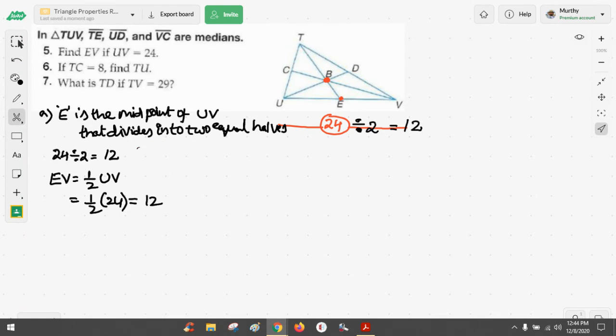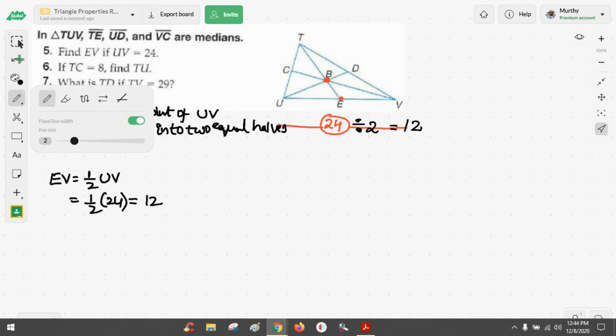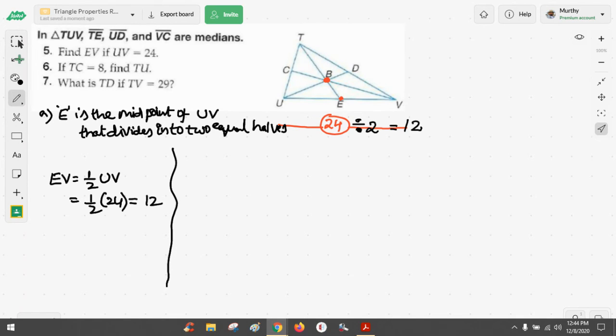Okay, so let me remove this part. So half of 24 equals this one, right? Then coming to the second part of the question: if TC is 8 units, then find TU. So here TC is given as 8 units, then what's the value of TU?